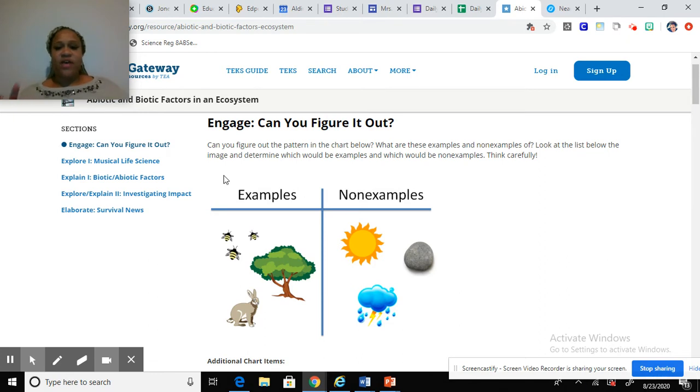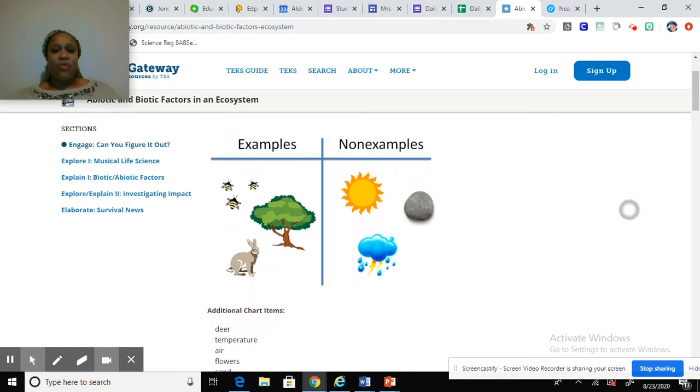It says, can you figure out the pattern in the chart below? What are these examples and non-examples of? Look at the list below the image and determine which would be examples and which would be non-examples. Think carefully. Okay, so we're looking here.